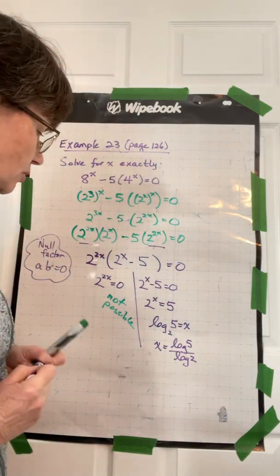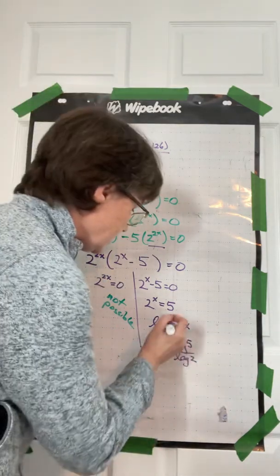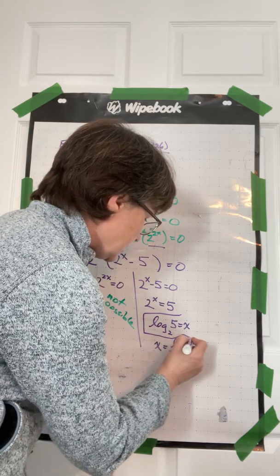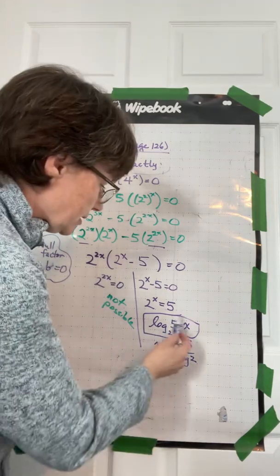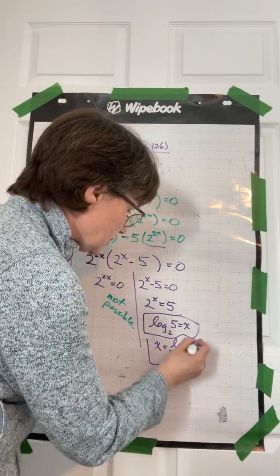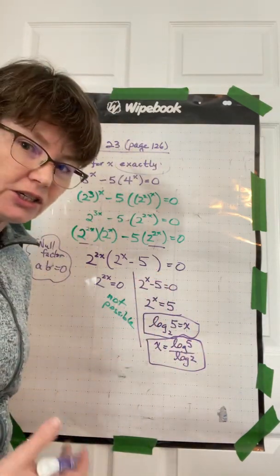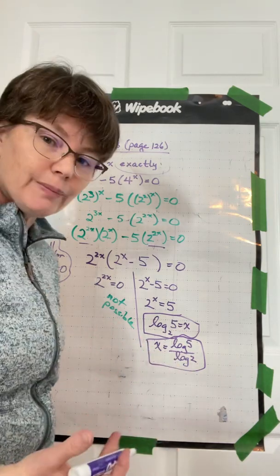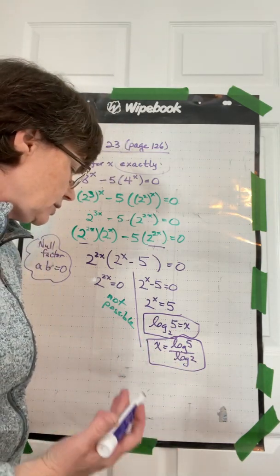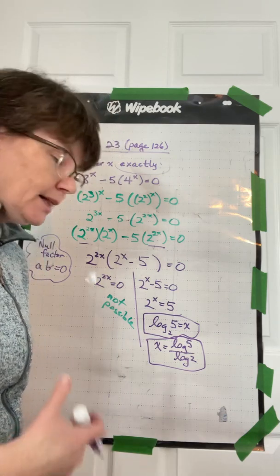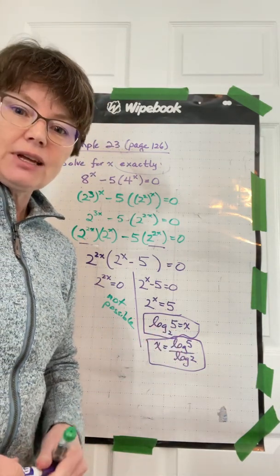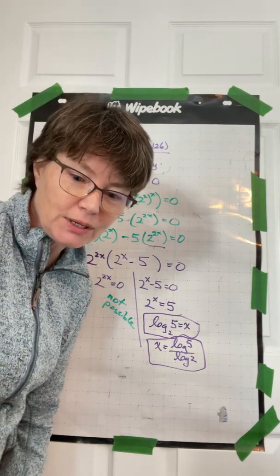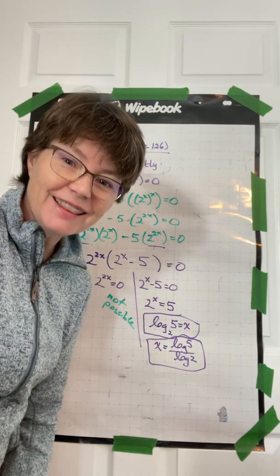Okay, so really, this is a legitimate answer here. That's an exact answer. Okay, they asked for an exact answer. This is a good answer. This is also a good answer. If you decided to change that to a log base e, we'd have x equals ln 5 divided by ln 2. If it didn't ask for an exact answer, we would then poke that in a calculator and give a rounded decimal number. And there we have it.